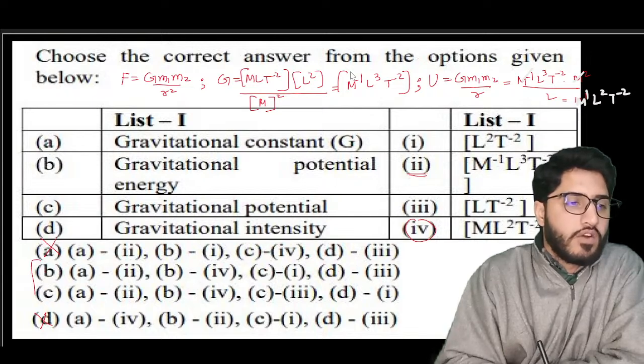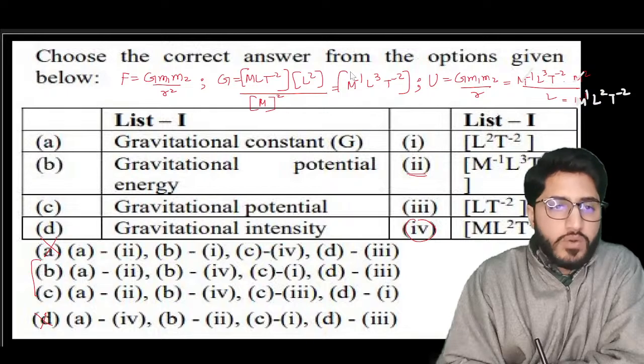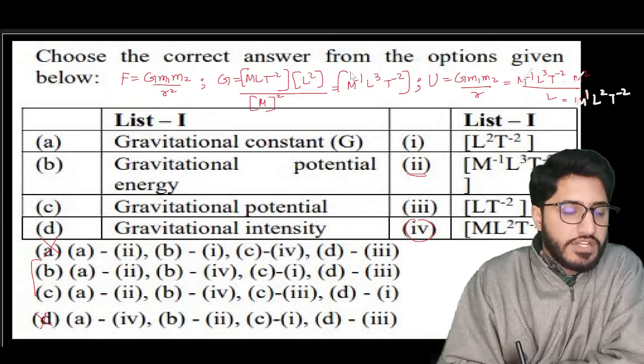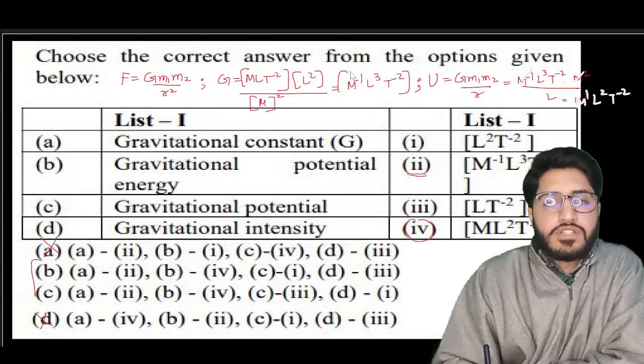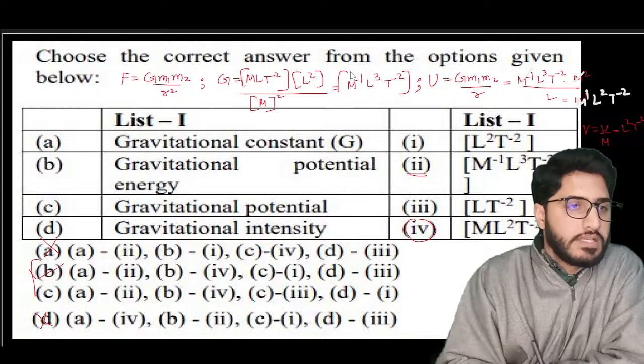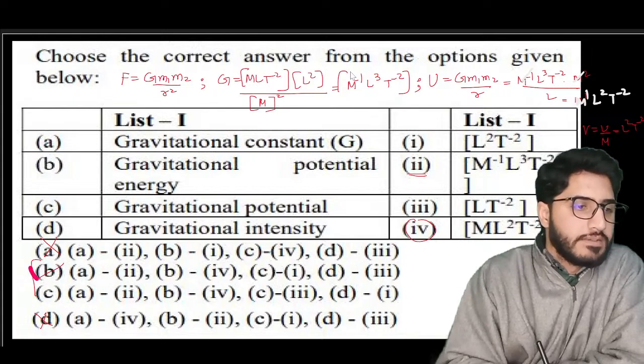Now we have to find out from B to B and C. How can we do it now? So we have to find out the gravitational potential. So gravitational potential is V, that is U by m. So it is L2 T minus 2 only. That is 1. So I think option B is the correct option.